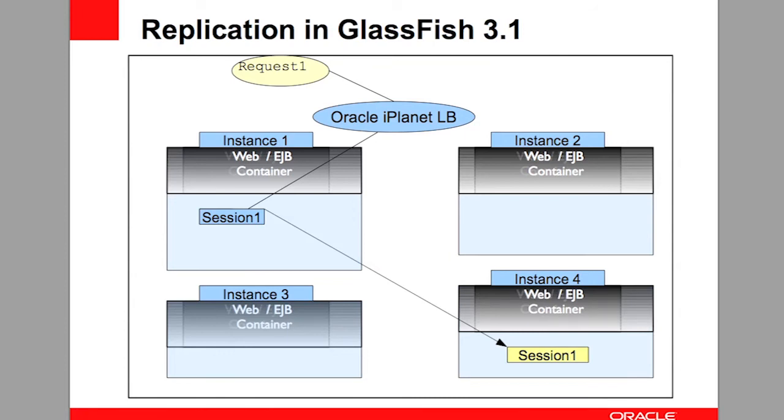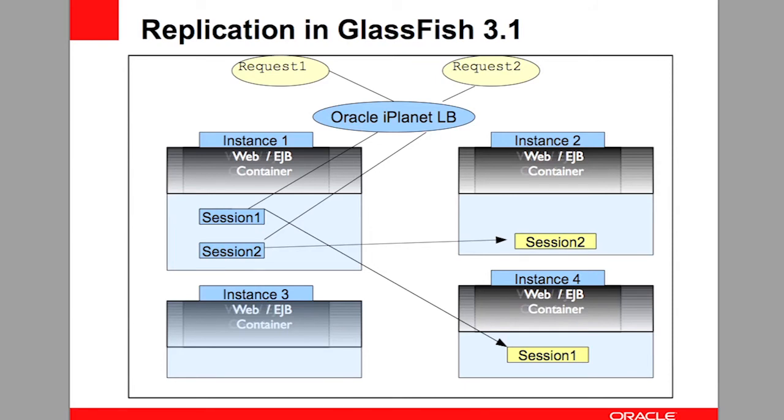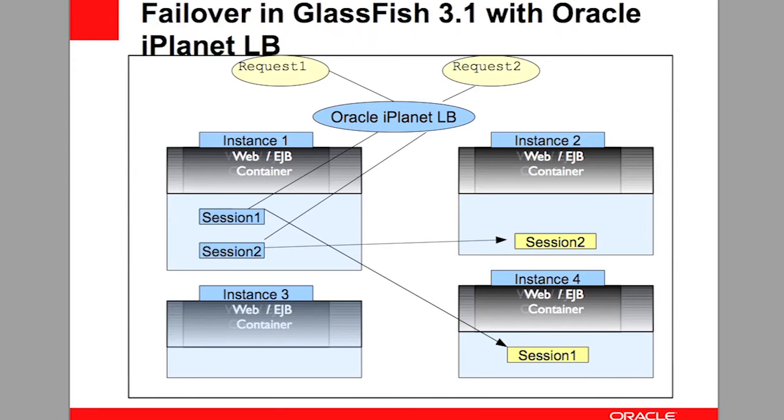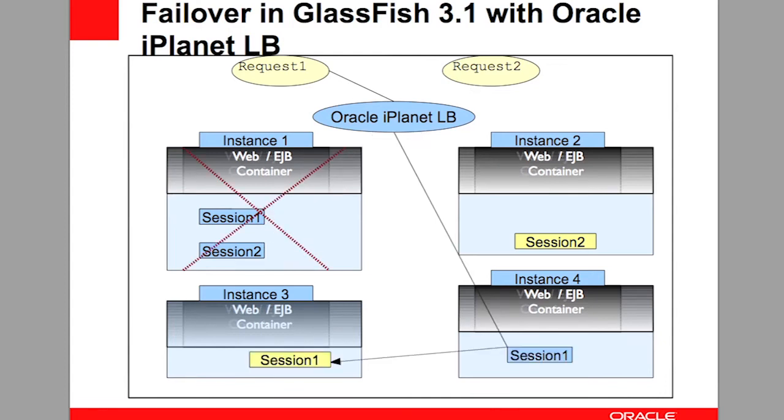Similarly, requests from user 2 could arrive into the load balancer, and if it happens to be routed to instance 1 again, the replication module will replicate the data to instance 2. The key point here is that the replication module does not replicate all the session data created in instance 1 to just its neighboring node. So let's see what happens when instance 1 fails. When instance 1 fails, the Oracle iPlanet load balancer will route the request for user session 1 to instance 4. This is because that's where the replicated data resides.